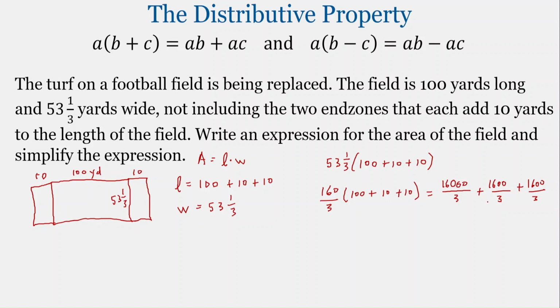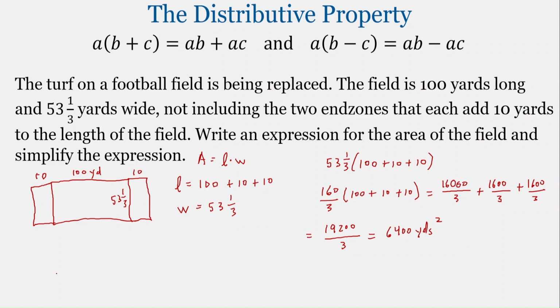Now we're adding fractions. We have a common denominator. That common denominator is 3. So now we add those up, and we get 19,200, all divided by 3. And this is 6,400 yards. And since this is yards times yards, this is area, this is yards squared.